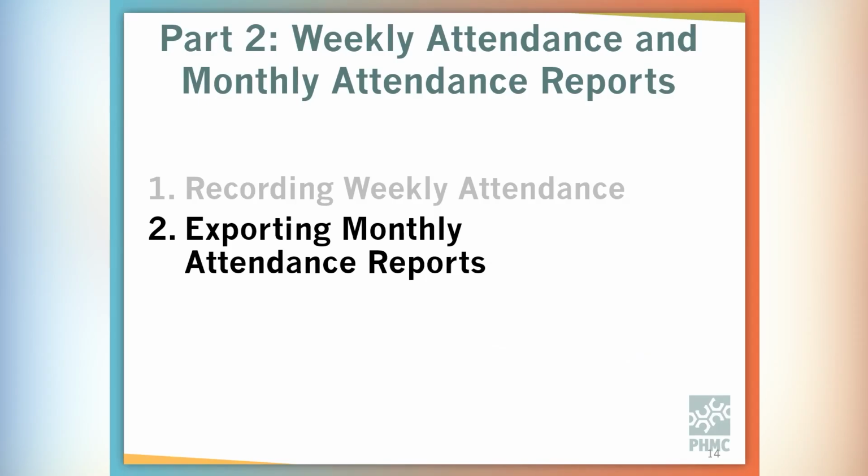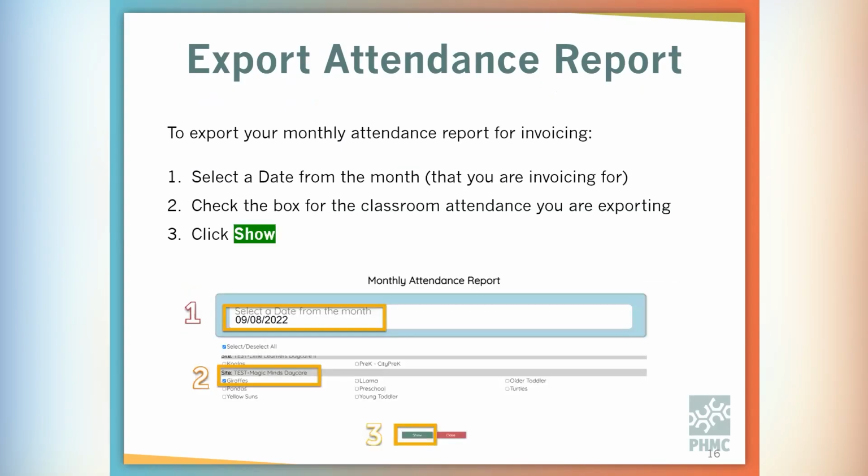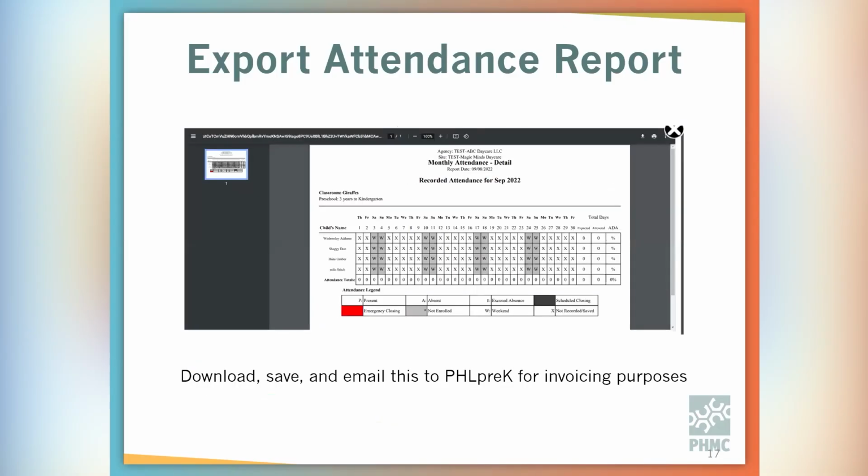Now we're going to take a look at exporting monthly attendance reports. To export your monthly attendance report for invoicing, you're going to click on the export button while you're in the attendance tab. You'll go down and click attendance report and choose monthly. From here, you want to select a day from the month that you're invoicing for. So in this example, we're invoicing for September. We've chosen September 8th. It won't just show the attendance for that day or for that week, but the entire month. Then you'll check the box for the classroom attendance you want to export, and you'll click Show.